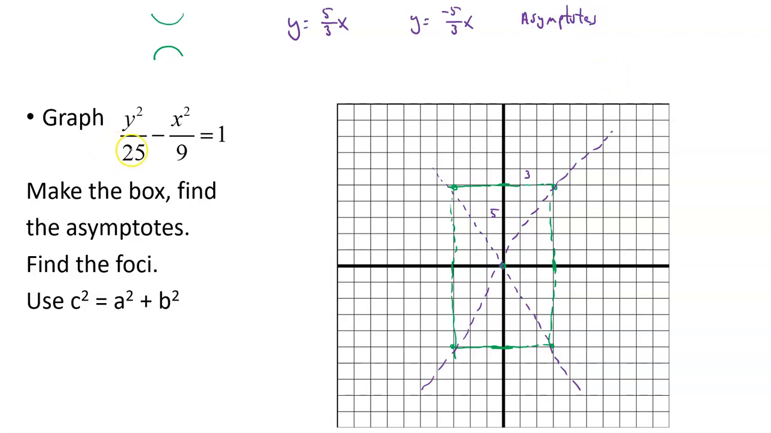Right, for the foci, 25 plus 9 is 34. So again, just like the last problem, c is going to be the square root of 34. But this time, because it opens up and down, the square root of 34 is going to be in the y direction. So my foci are going to be 0, plus or minus root 34.